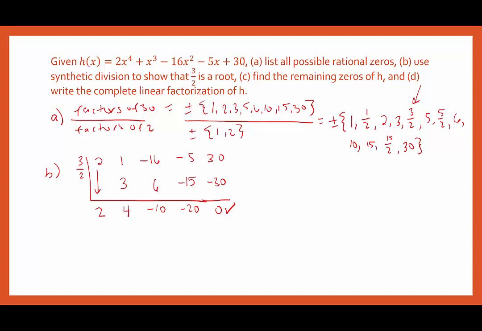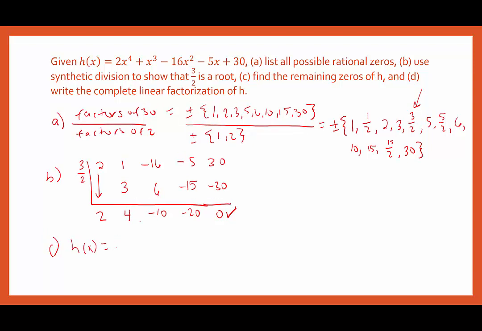Now we want to find the remaining zeros of h. So we know we have h of x. We know from one synthetic division, we have one factor, which will be x minus 3 over 2. And what it's getting multiplied to would be 2x cubed plus 4x squared minus 10x minus 20. From here, we're trying to find the remaining zeros, so we're going to take that second polynomial, that second factor, and set it equal to 0.